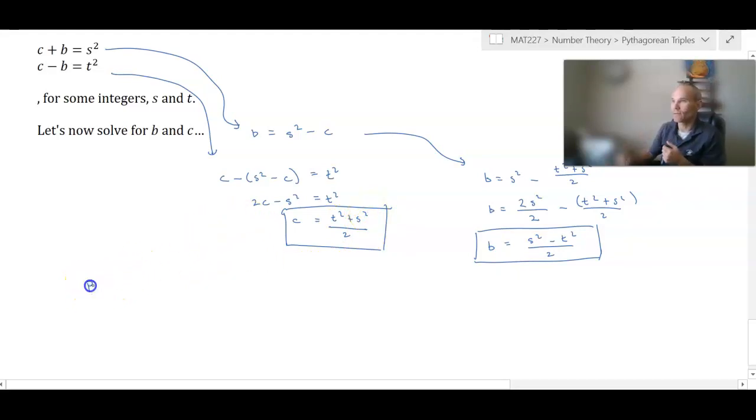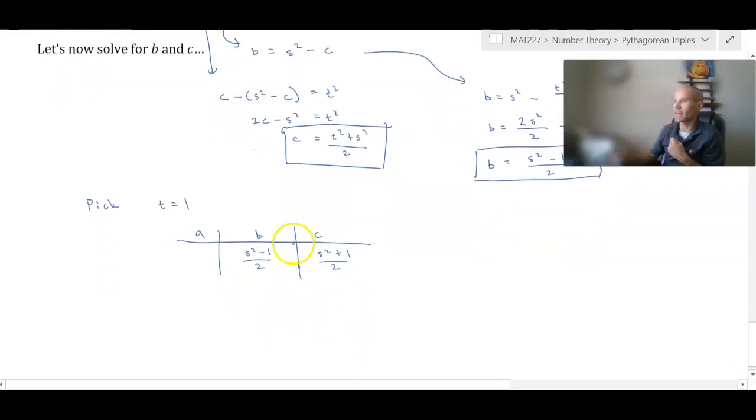So let's just pick, for demonstration purposes, t is equal to 1. If t is equal to 1, then just for that value of t, we could calculate a, b, and c. So for t equals 1, we get b is equal to s squared minus 1 over 2. c is equal to s squared plus 1 over 2. And a is going to be the product of c minus b and c plus b.